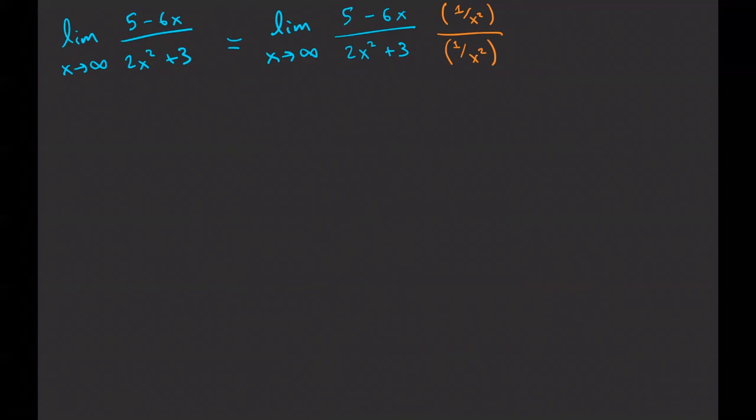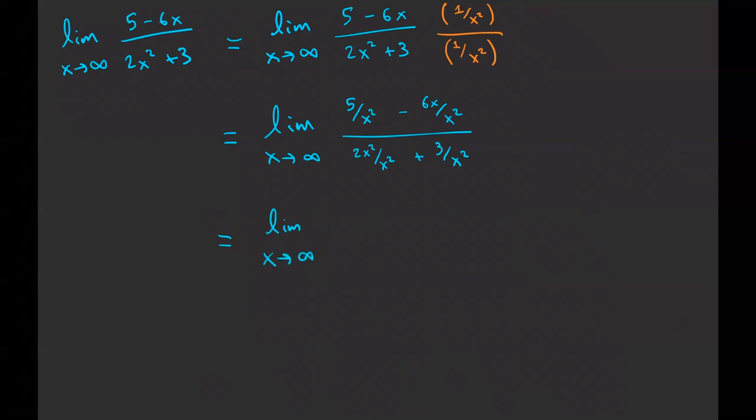Dividing every term by x squared is the same thing as multiplying everything by 1 over x squared. So I'm just showing that intermediary step right above there. I'll have 5 over x squared minus 6x over x squared, all over 2x squared over x squared plus 3 over x squared. And we can do some simplification here. Still just a 5 over x squared. Here an x will cancel. That's good. That's helpful. Here we just get a 2. And here we have 3 over x squared.